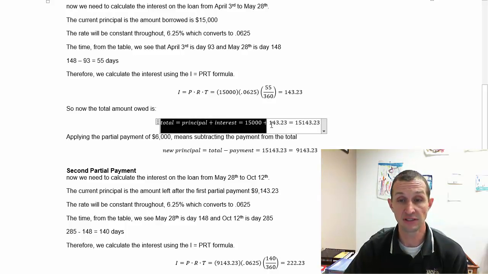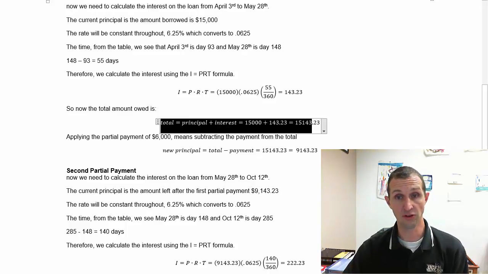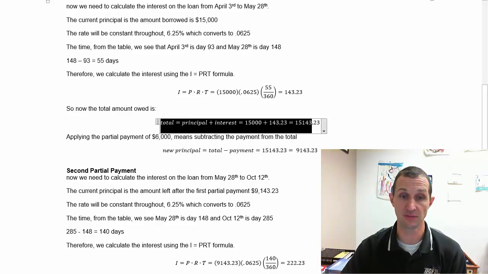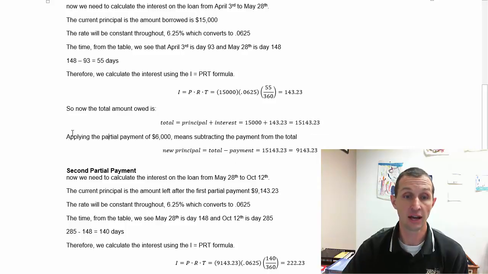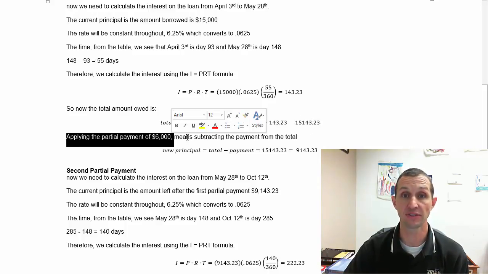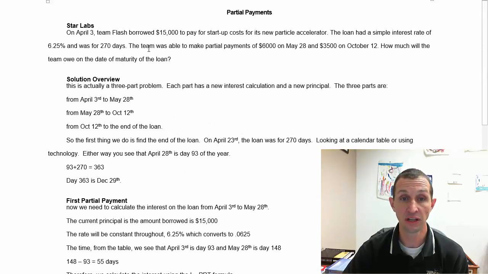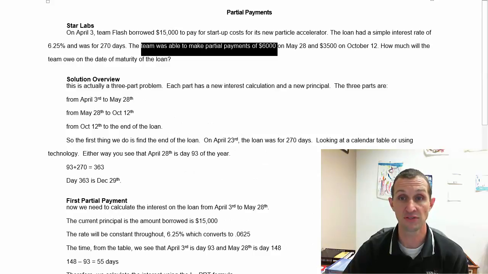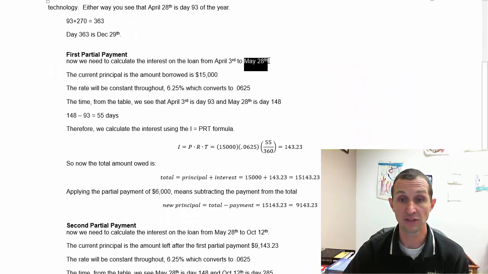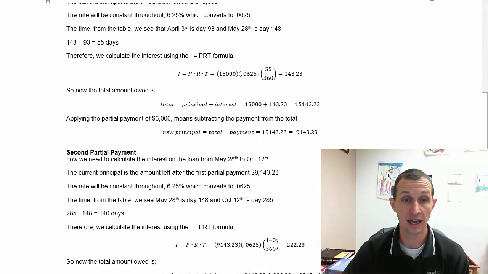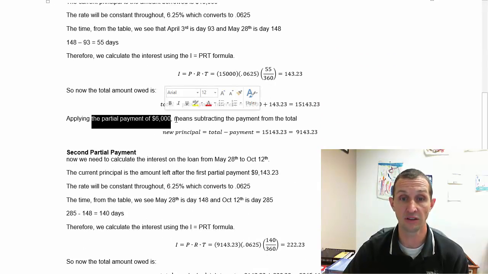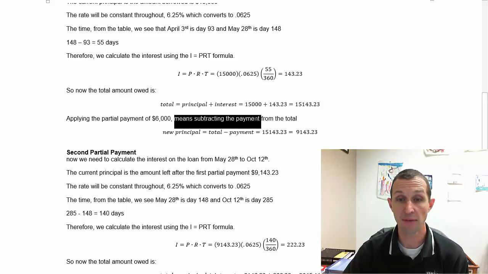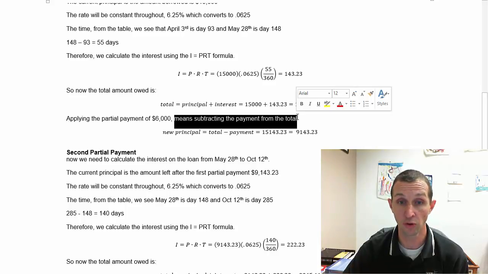Okay? And so that's the 15,000 plus the 143.23 gives you $15,143.23. All right? Now, we're going to apply the partial payment of $6,000. Where does the $6,000 come from? Remember, the team was able to make a partial payment of $6,000 on May the 28th, right? So, on May the 28th, they're making a partial payment of $6,000. So, we're going to subtract that payment from the total.